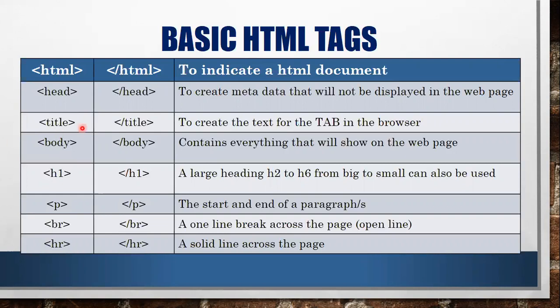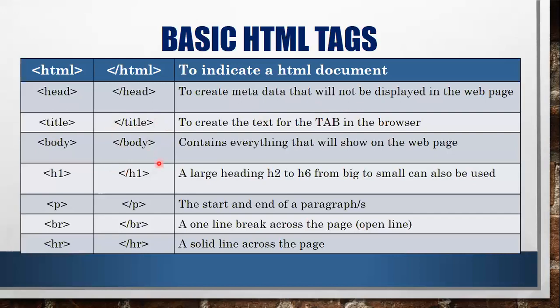The next tag that we have to use is the title tag. Now, the title tag creates the text for the tab in the browser. Okay, so that tab is, if you're opening for example, Google Chrome, at the top there, you will have different tabs. If you're in Google Classroom, it will say Google Classroom. If you are on YouTube, at the top, it's going to say YouTube. Okay, so the title there is going to tell me what the tab is called.